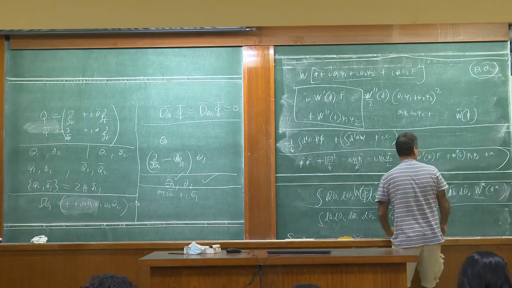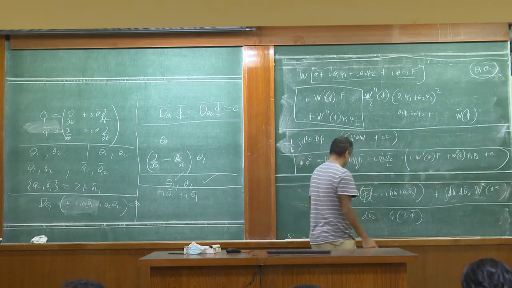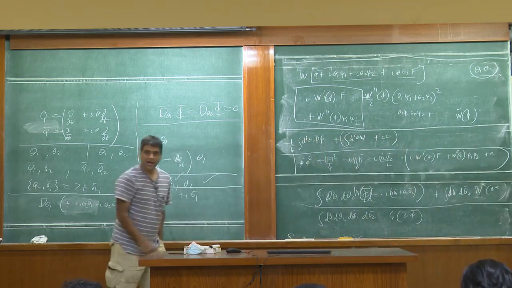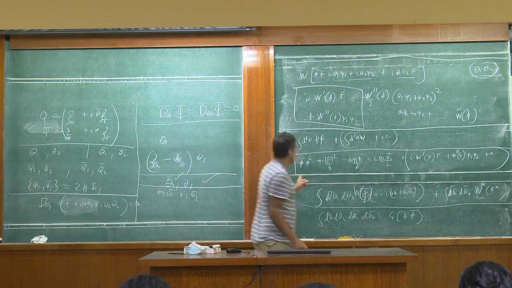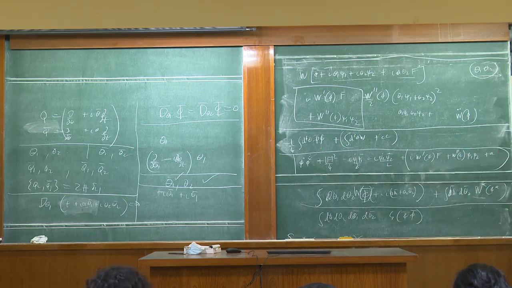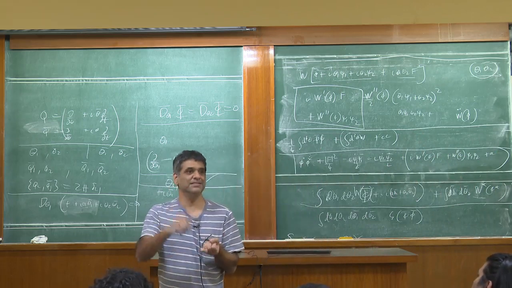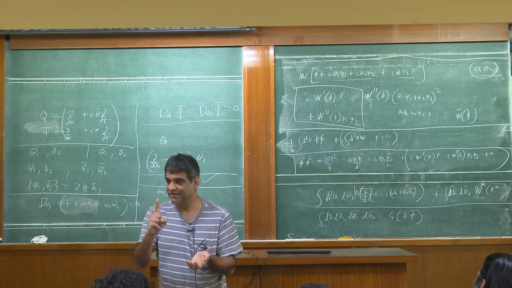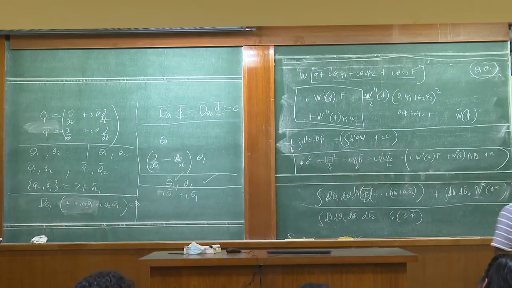Excellent. So where were we? This was our final action. Now, in this action, what are our fields? Well, our fields are f, psi 1, psi 2, their complex conjugates, phi and phi bar. W is just some function. It's not a field.